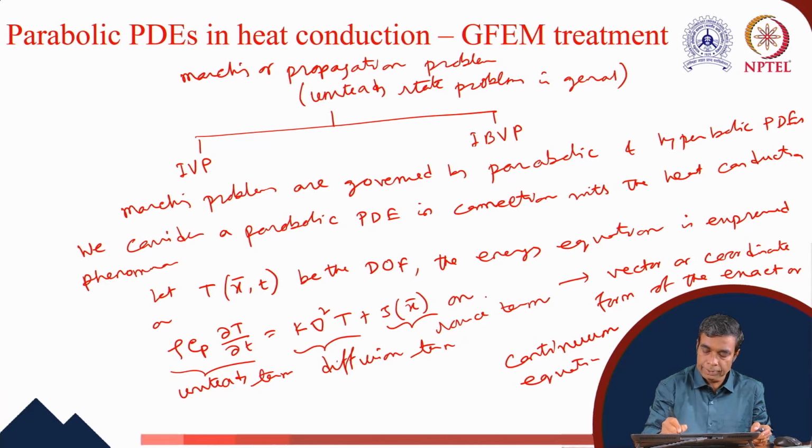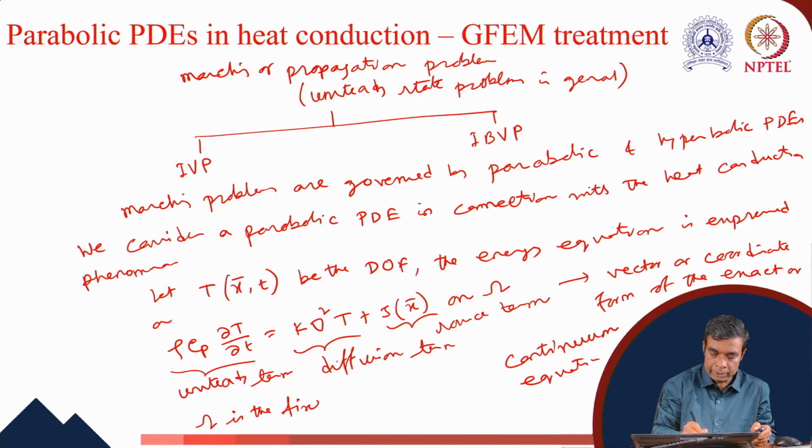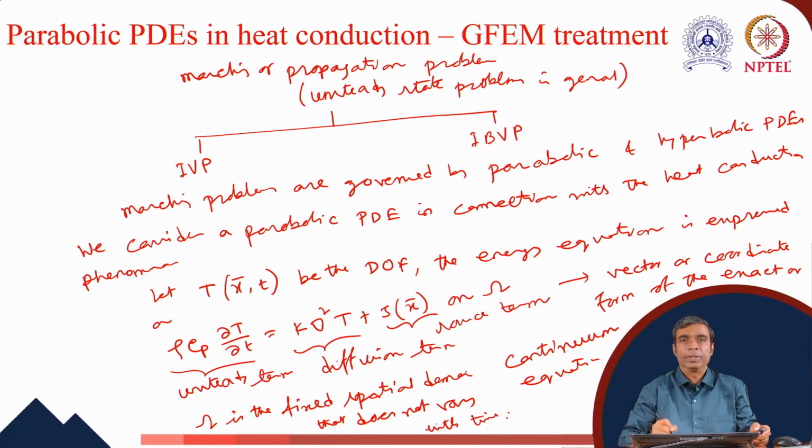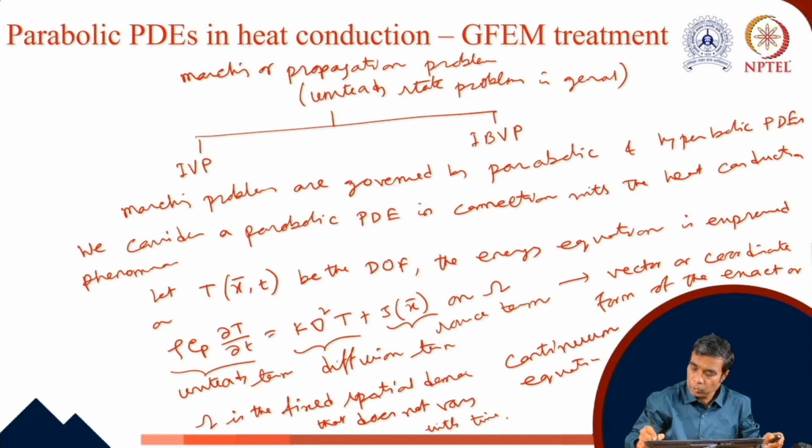This equation is valid on a domain omega. Omega is the fixed spatial domain that does not vary with time. So we consider a domain that is fixed with respect to time, and also its boundary gamma, it does not change with time. So this is the strong form of the governing equation. This is coordinate free.